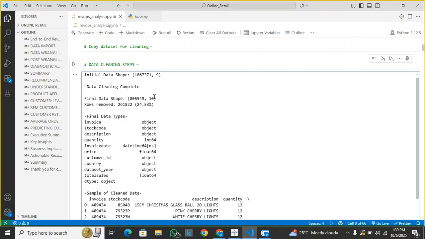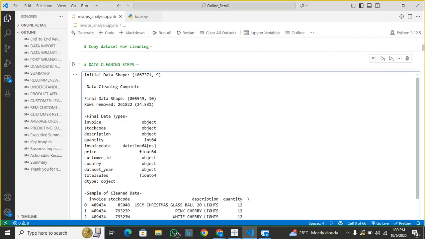261,822 rows were removed because those rows represented cancelled orders, and we don't need that for analysis. The removed rows constituted 24.5% of the overall data set, which means the remaining 805,000 rows are okay to give accurate insights after carrying out analysis.